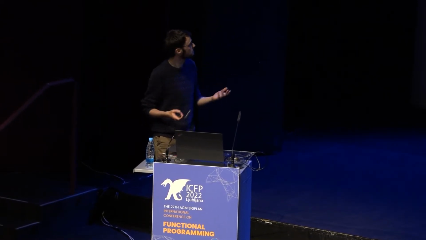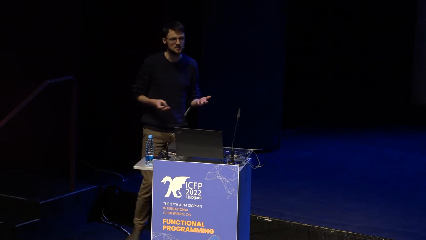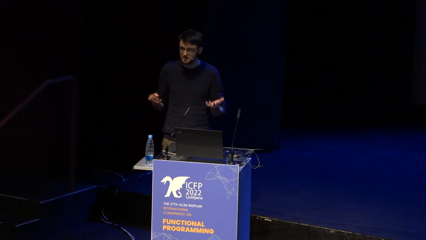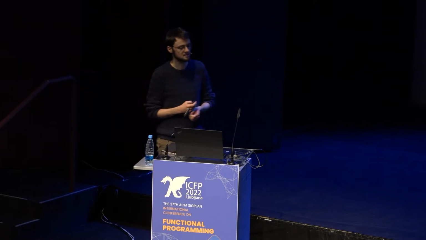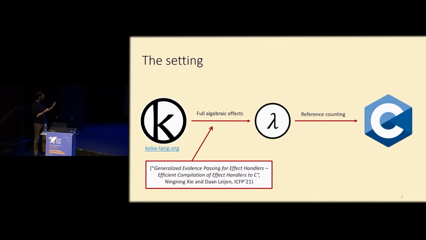And before I get into the work, I want to say a few brief words about the setting in which this takes place. So while our work is general enough to work also outside of the setting, I think it really shines here. So we start off with the Koka language, which is a strict functional programming language with strong typing. And in particular, it has algebraic effects. And in the first step, we'll compile these algebraic effects away into pure lambda calculus, using the evidence passing style that was introduced last year at ICFP.